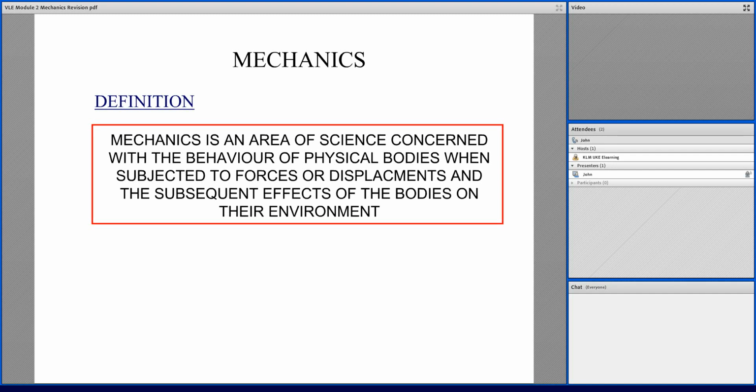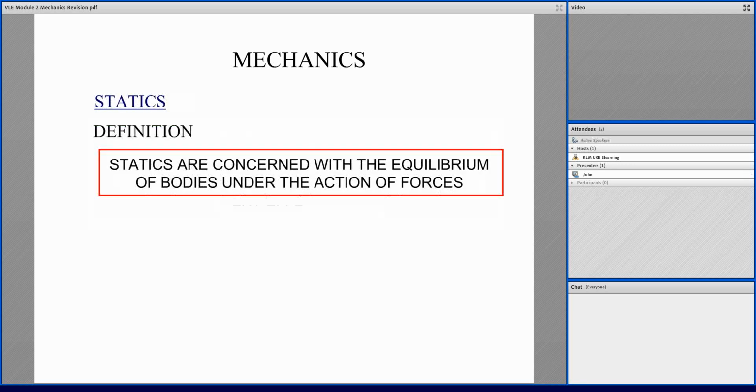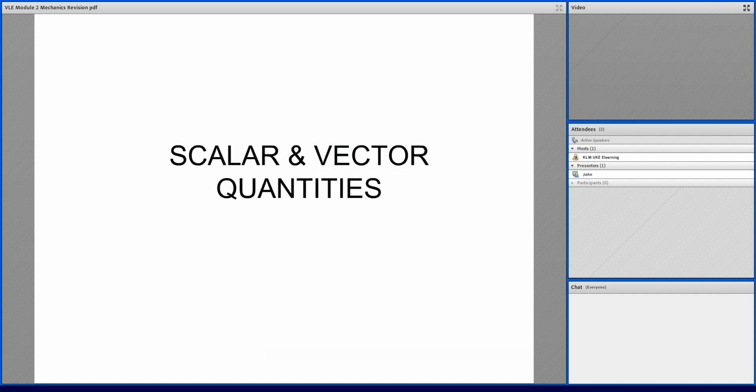So that brings us to another definition, and that is the definition of statics itself. Now, statics then are concerned with the equilibrium of bodies under the action of forces, and that in effect helps us solve problems which relate to statics in general. Now, the first part of this mechanics phase that we need to revise or look over are scalar and vector quantities.